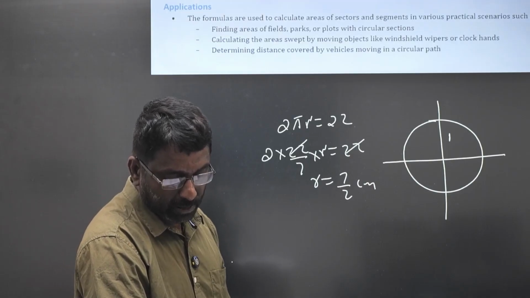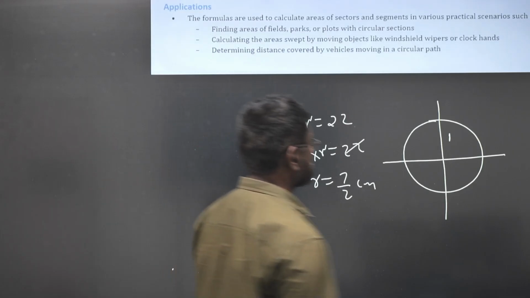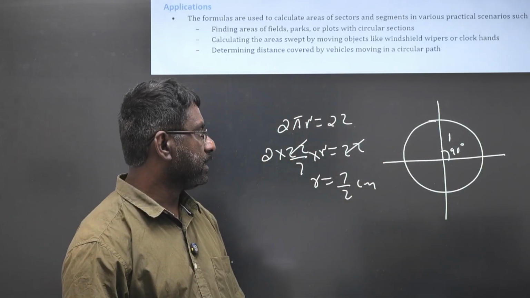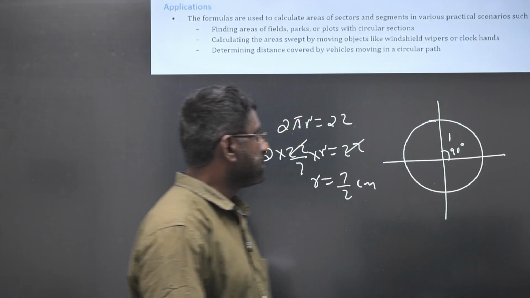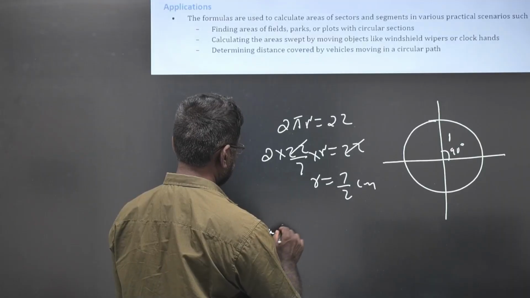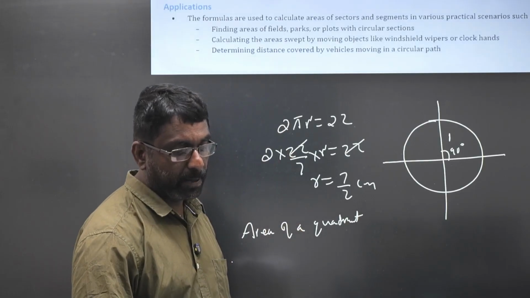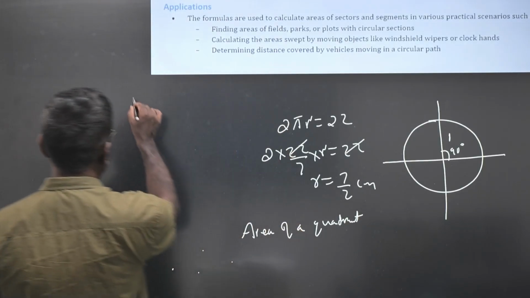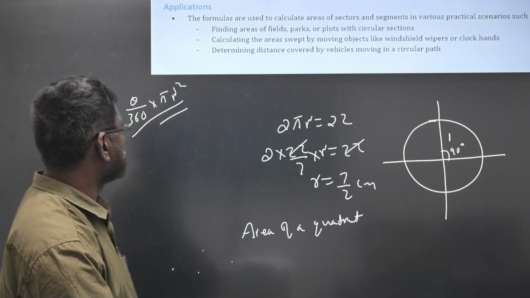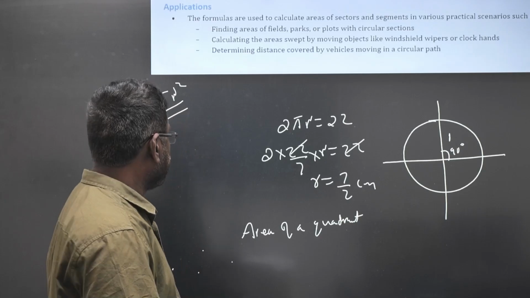We have to find out the area of the quadrant. From the adjoining figure, we can observe the quadrant of a circle, and the angle described by a quadrant at the center is 90 degree, that is theta is 90 degree. So area of a quadrant. What was our formula? Theta divided by 360 into pi r square is the area of a whole circle, but here it is the area of only one quadrant.